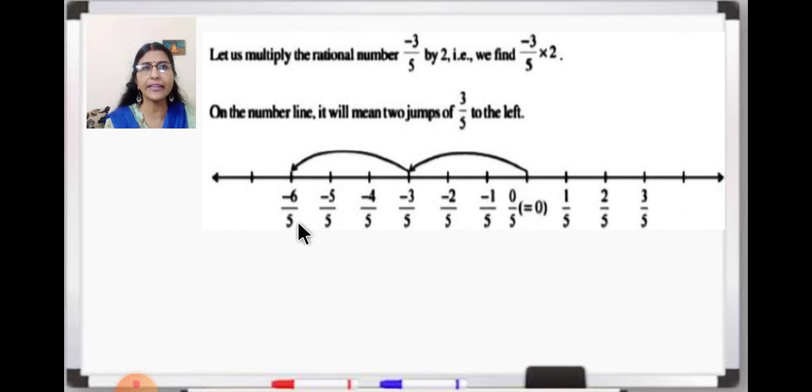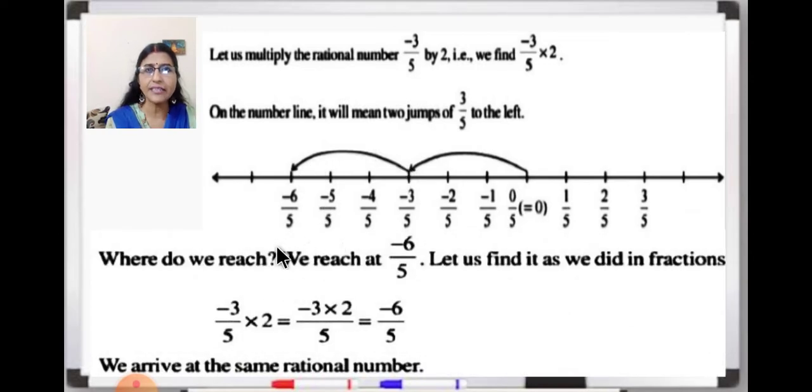So we have to take 2 jumps of 3 upon 5, and we are going to the left side because this is negative, so we have to move towards the left. This is the first jump and this is the second jump. Now where do we reach? We reach at minus 6 upon 5.